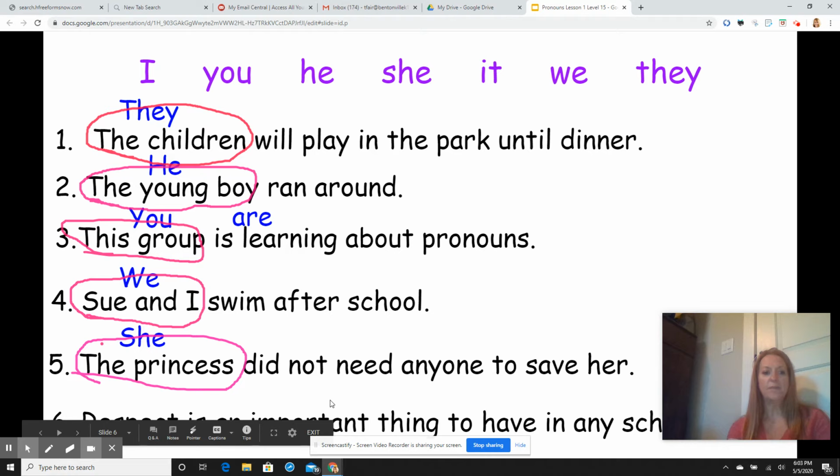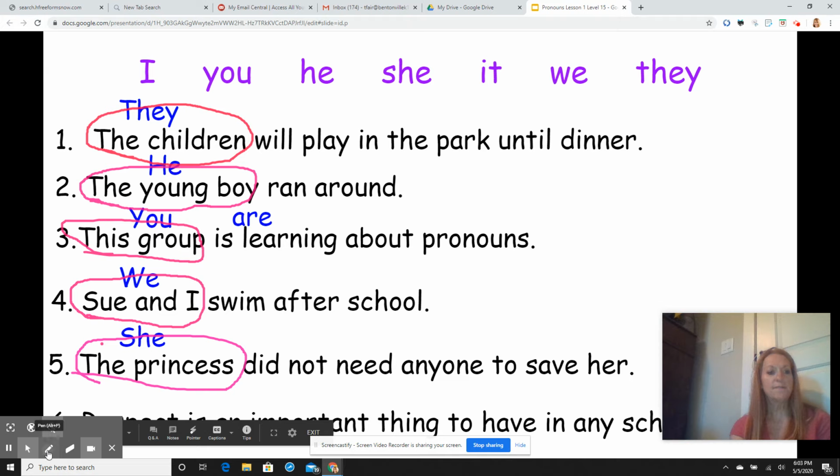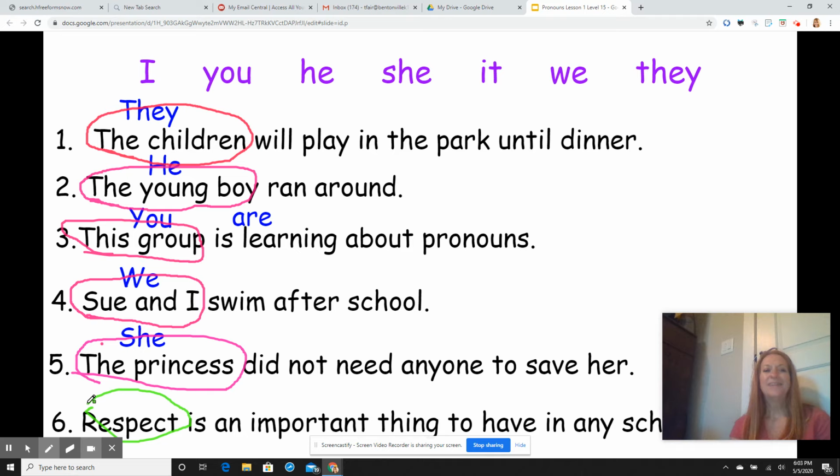Oh, this last sentence came up already. Okay. It says respect. Can't read it on my paper, but it says respect is an important thing to have in any school. So what do you think the subject is here? Got a little bit harder, but it is respect. So we're going to circle. Ooh, I circled it with green. So respect is the subject of the sentence.